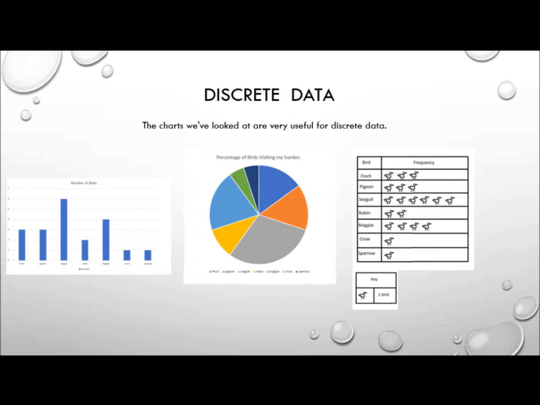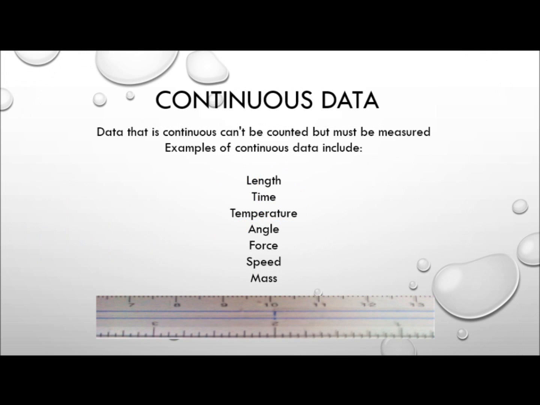Now the kind of charts we've looked at so far, bar charts, pie charts and pictograms, are very useful for showing discrete data. Now data that is continuous can't be counted but has to be measured. Examples of continuous data would include length, time, temperature, angles, force, speed, mass. That's the kind of thing that we would call continuous data.